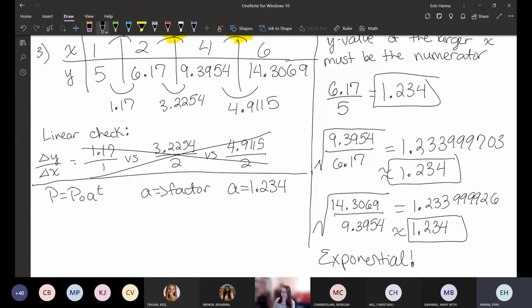Now P naught, if I have x equals 0, then I know what P naught is, but I don't have x equals 0 here, so I will have to find it. To find P naught, you can pick whichever one of those points makes you happiest. I'm going to pick 1, 5. You're going to plug it in, including the a value that you have from the ratios.